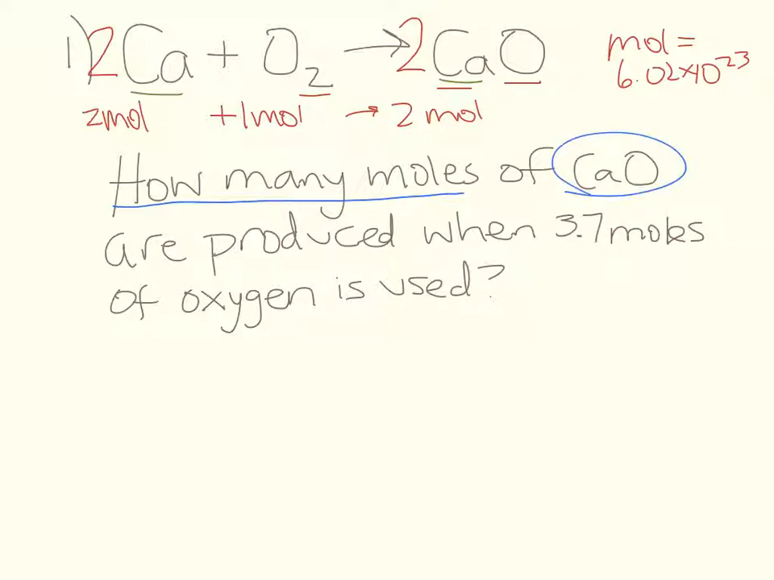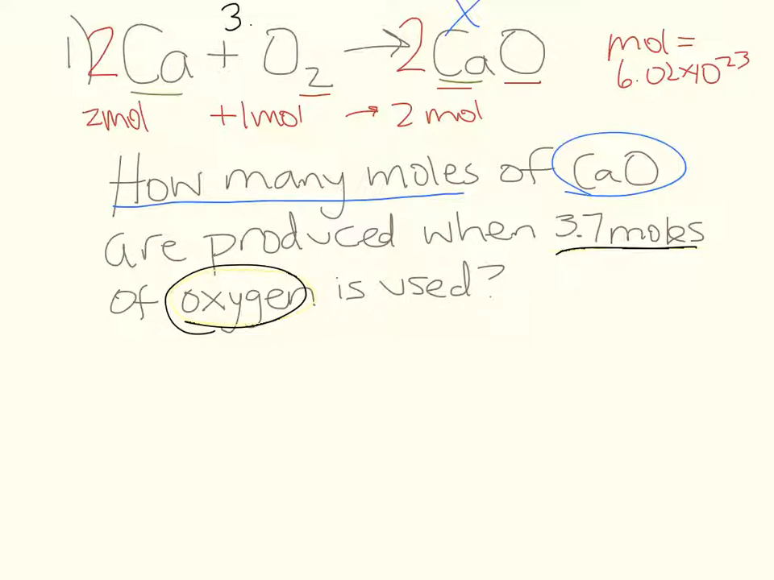So basically, calcium oxide is going to be our X. X number of calcium oxide moles are produced when, here's our number, we've got 3.7 moles of oxygen. So this is what we're going to start with: 3.7 moles of oxygen.